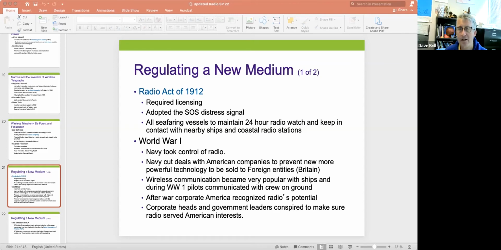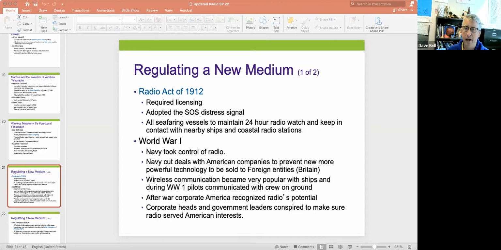All seafaring vessels were to maintain a 24-hour radio watch and keep in contact with nearby ships and coastal radio stations. It was a critical part of the infrastructure if you were the Navy or a commercial vessel sailing out there in the ocean, particularly in the Atlantic at this point, that you were constantly in contact with either other ships or, hopefully, someone at the shore. So if something happened, like it did with the Titanic, there would be, at least, an attempt to not only get an immediate rescue, but also maybe the Titanic would have been warned that there were icebergs in the area and it would not have run into one, right? So if another ship had come through there and had been able to warn the Titanic, it might have worked better. But anyway, I digress.